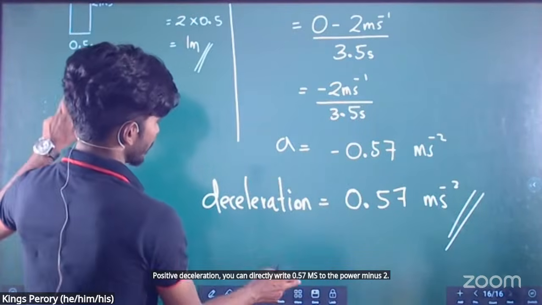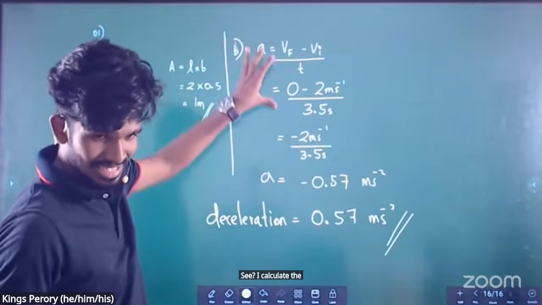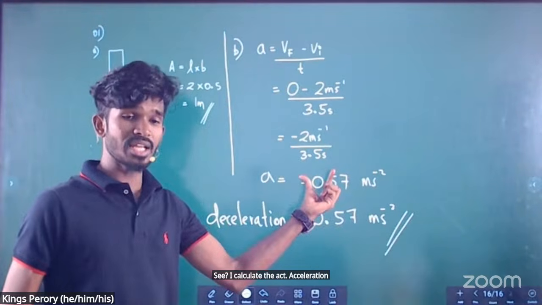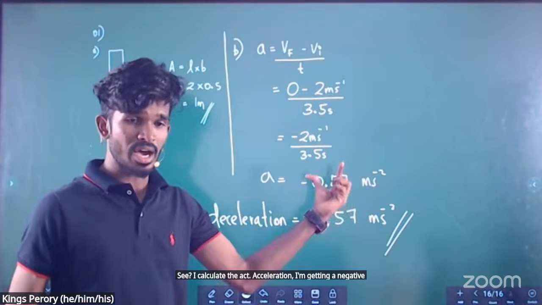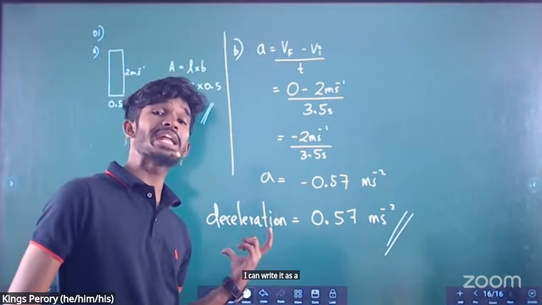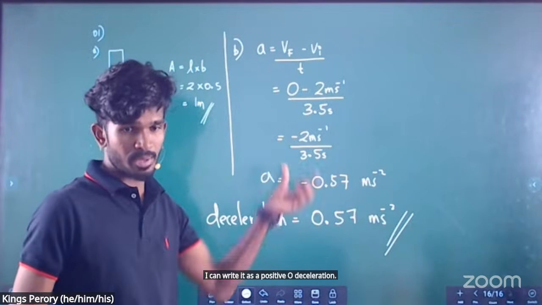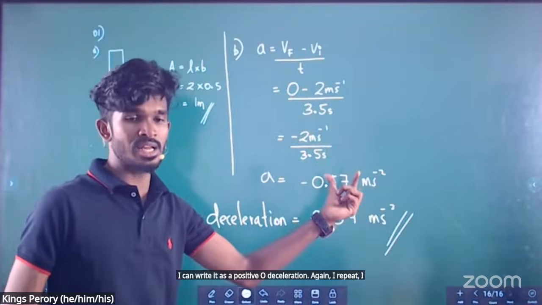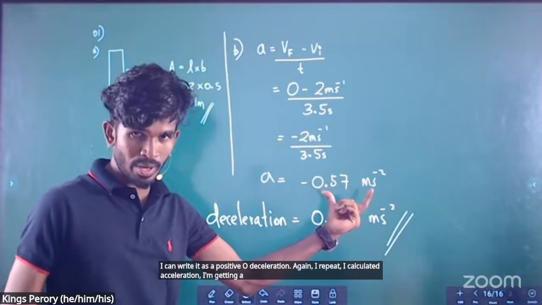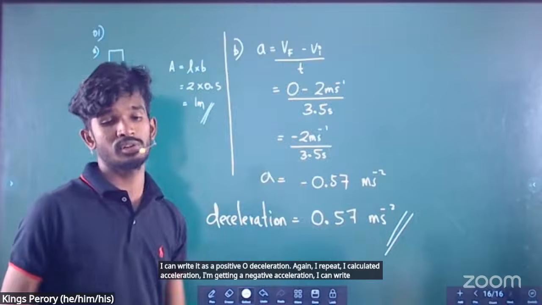See, I calculated the acceleration. I am getting a negative acceleration. I can write it as a positive deceleration. Again, I repeat, I calculated acceleration, I am getting a negative acceleration, and I can write it as a positive deceleration.